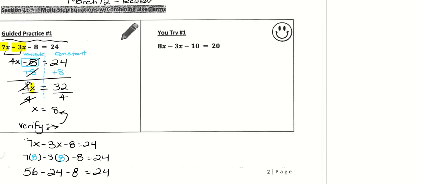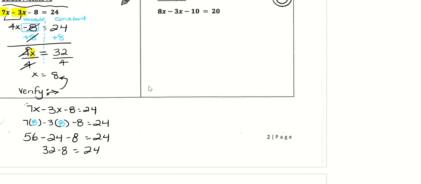Okay, 56 minus 24 is 32 minus 8 equal 24. What is 32 minus 8? Okay, that is equal to 24, equal 24. Are both sides equal? Yes, so that means this is the correct answer.